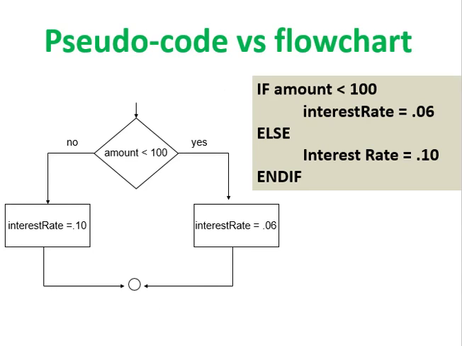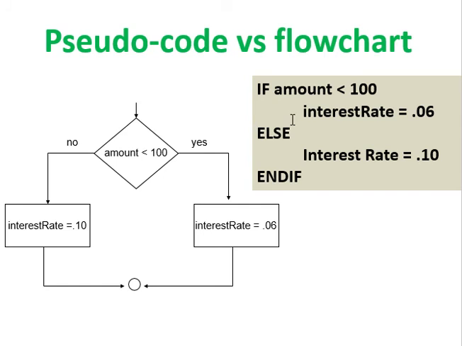Here we see the comparison of the pseudocode with the flowchart. With a flowchart, we also get the logic of how we have to write our program. If the amount is less than 100, then the interest rate is 0.06. If no, then the interest rate is 0.10.